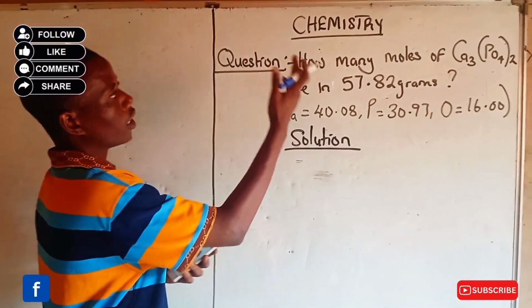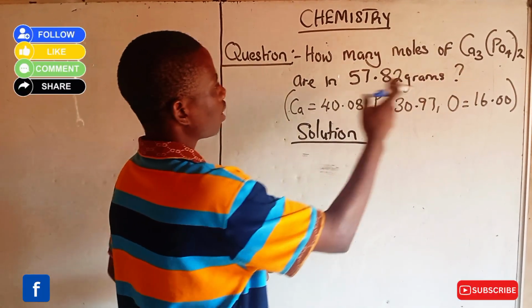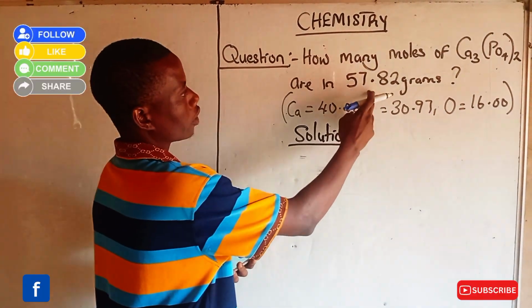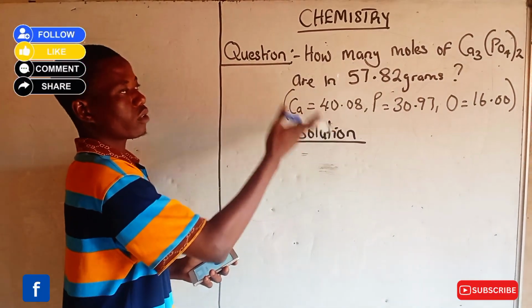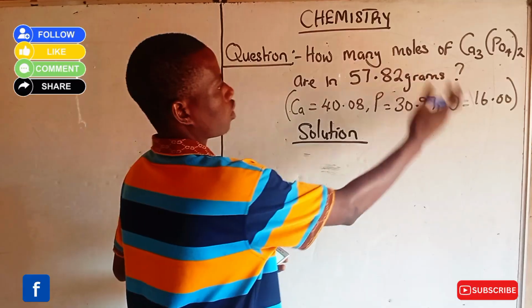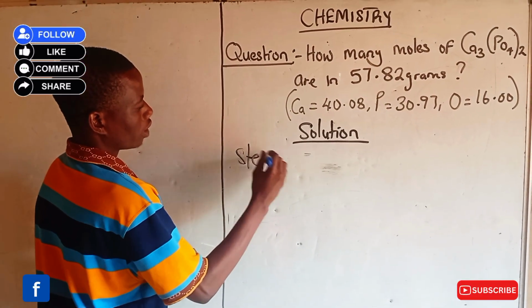Today we have this question: how many moles of calcium phosphate are in 57.82 grams? In which we have been given the molar mass of each constituent, which is calcium, phosphorus and oxygen. In this type of question we have two steps in solving them.